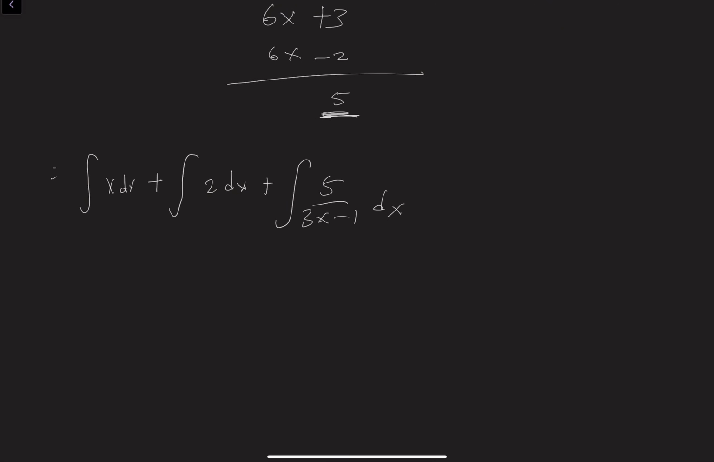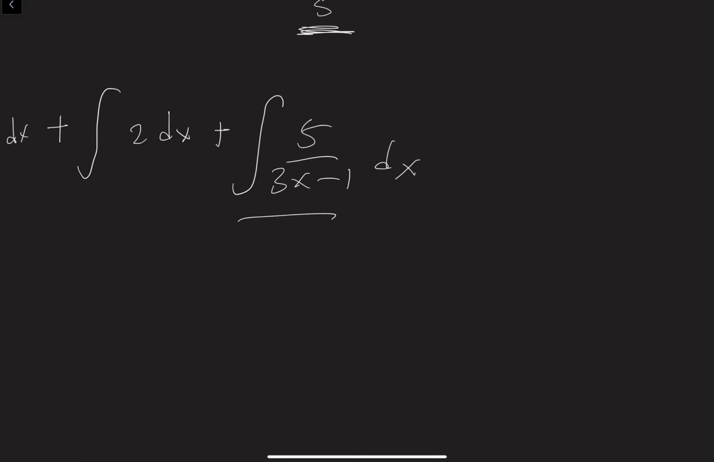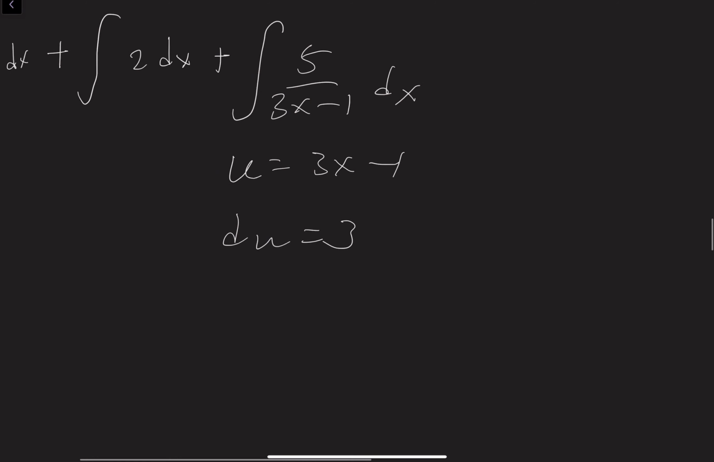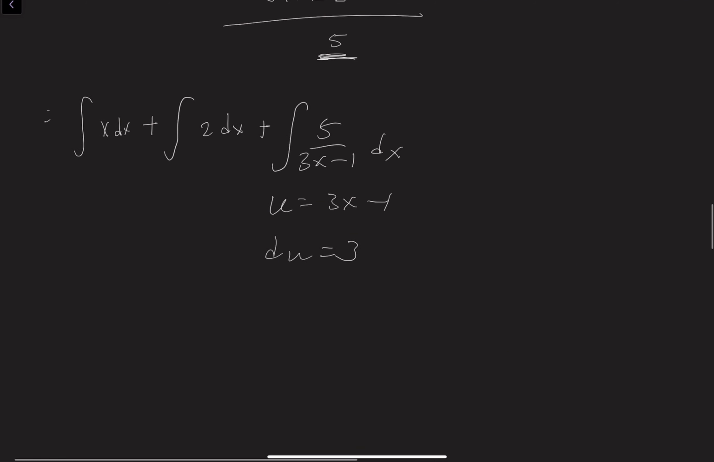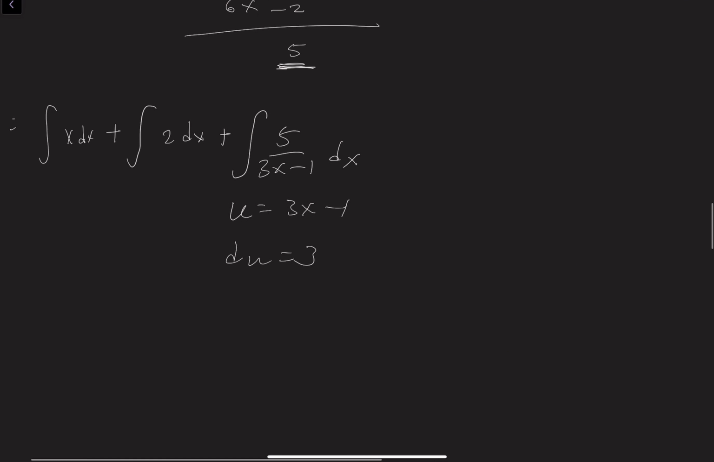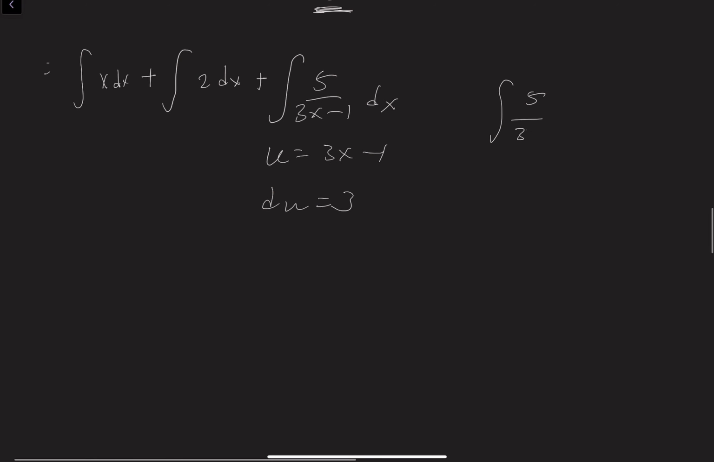Now we can use substitution to solve for this. It's not so obvious you can use substitution, but if we say that u is equal to 3x minus 1, and let du is equal to 3, we see we have a 5 here, we don't have a 3. What we're going to do is to write this integral 5 over 3x minus 1 dx. You're going to write it as 5 times the indefinite integral 1 over 3x minus 1 dx.